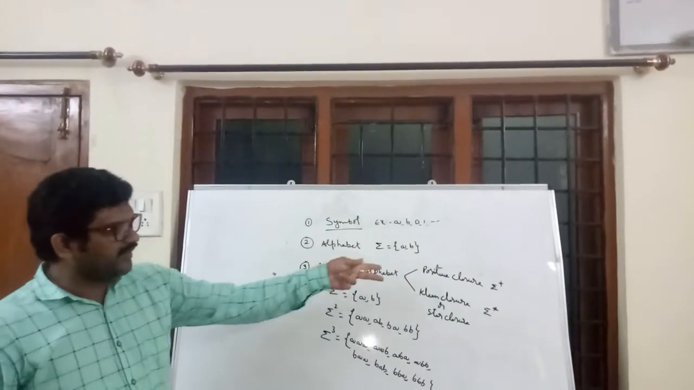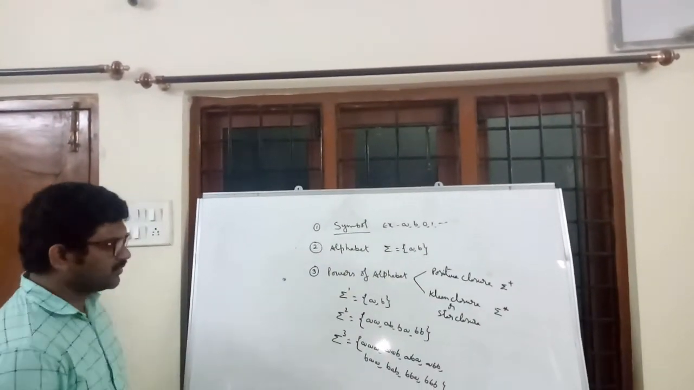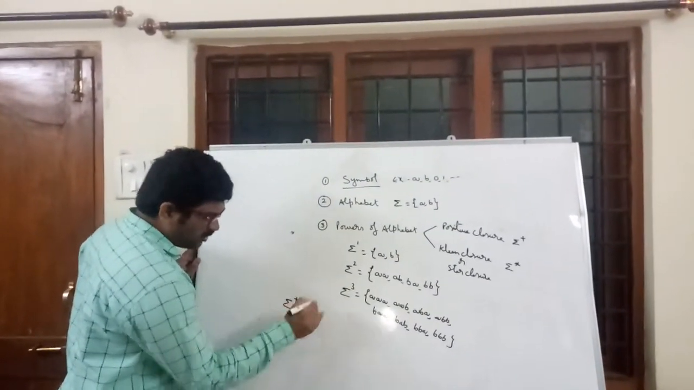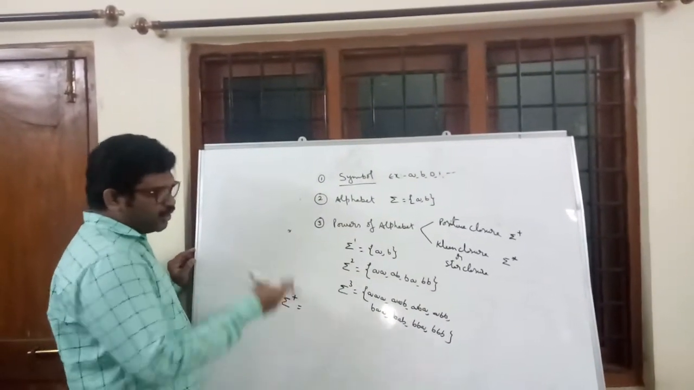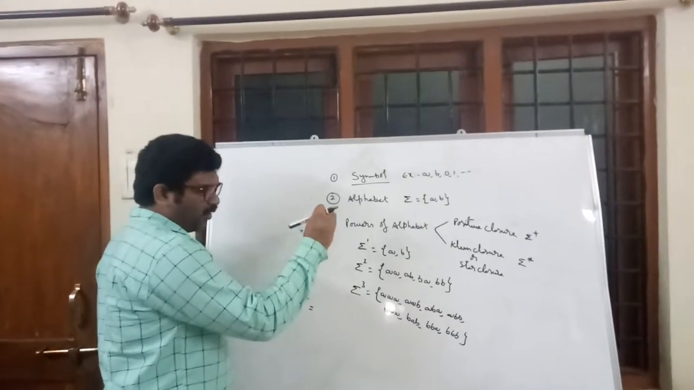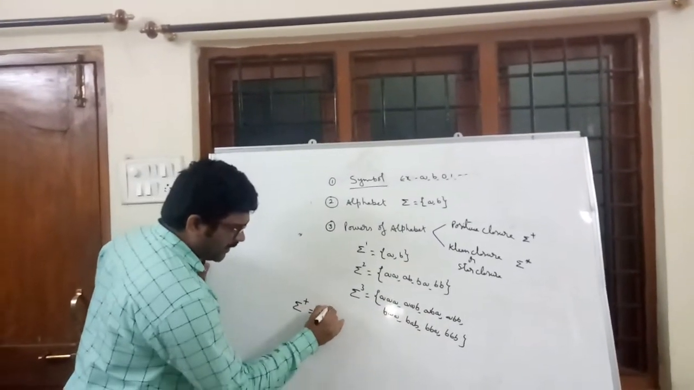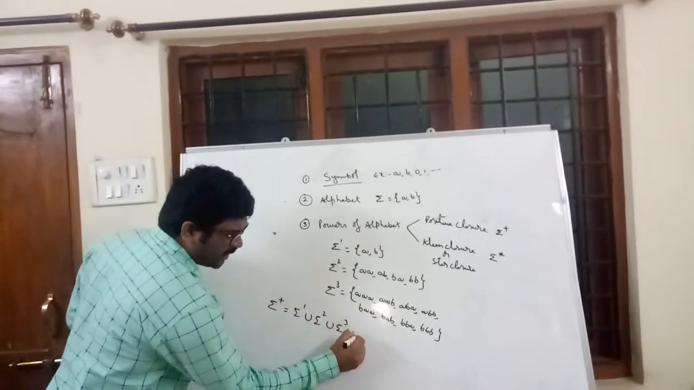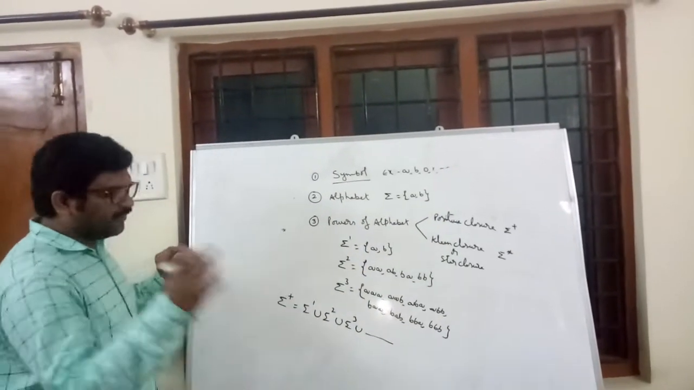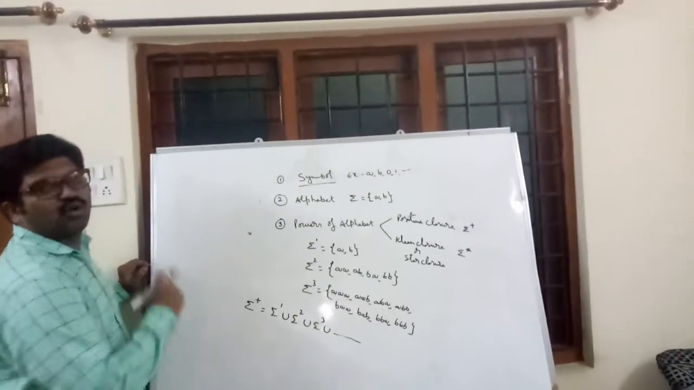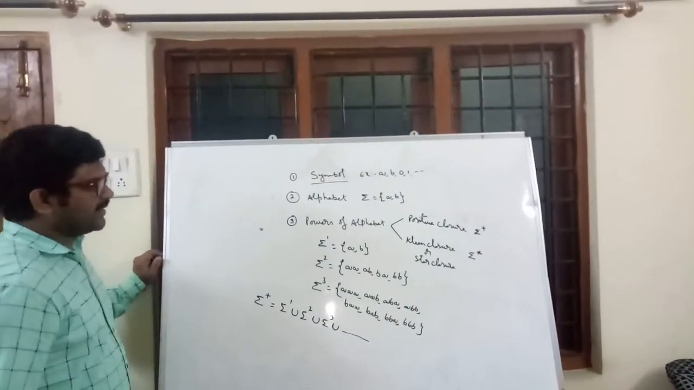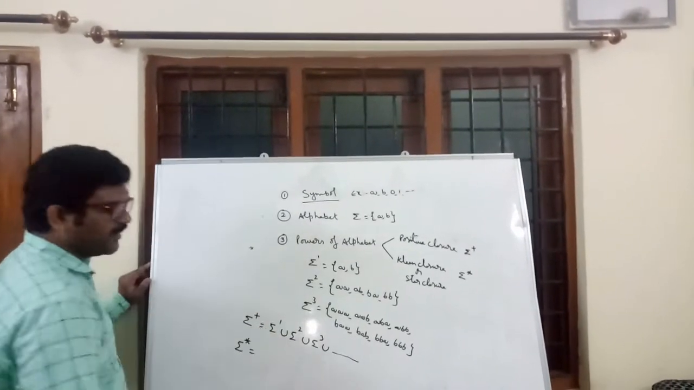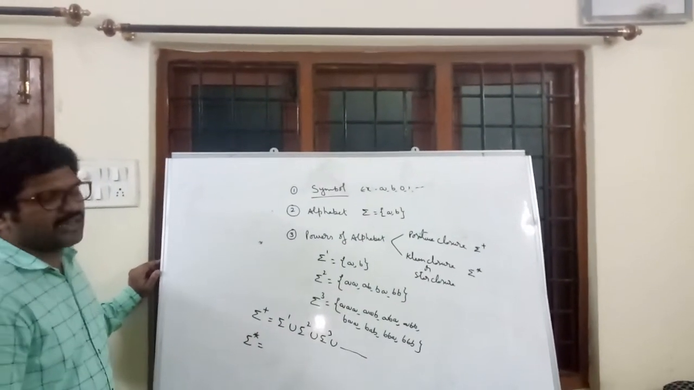So what is the difference between positive closure and Kleene closure? Let us observe here. Sigma power plus, that means positive closure, is nothing but union of sigma power 1 union sigma power 2 union sigma power 3 union, and so on. You will get infinite. So that is what positive closure means. Then the next one is sigma star. So this is Kleene star. That means Kleene closure or star closure.